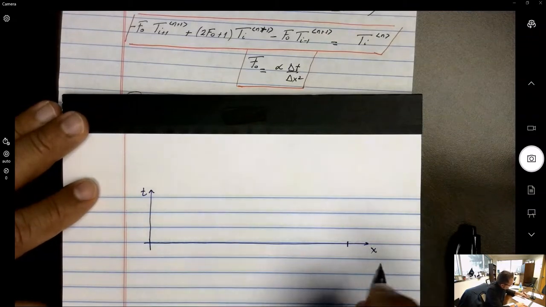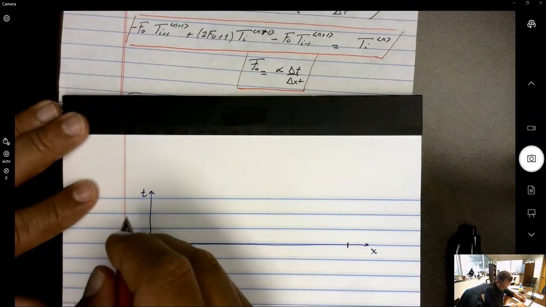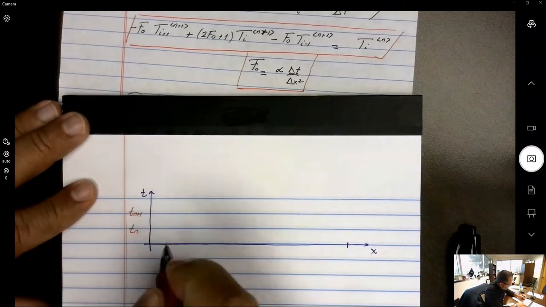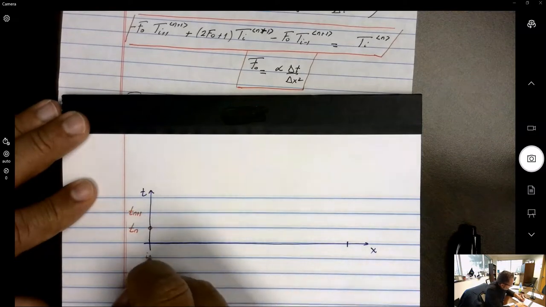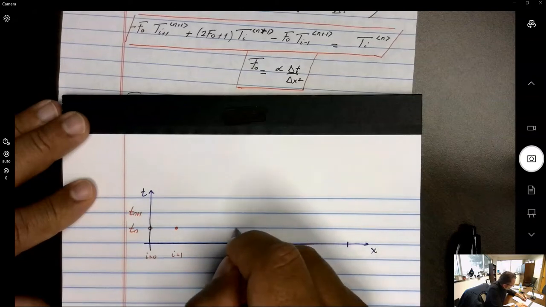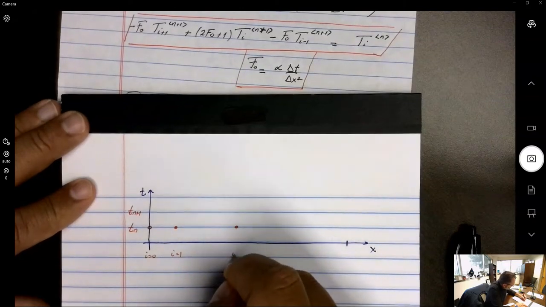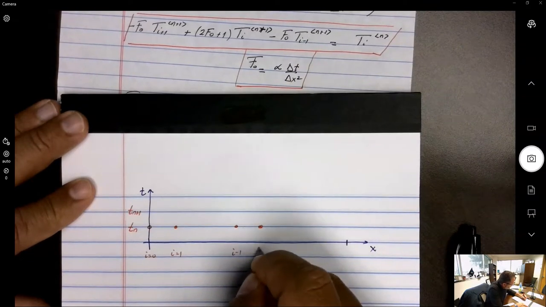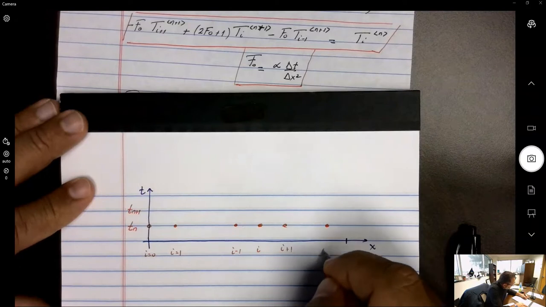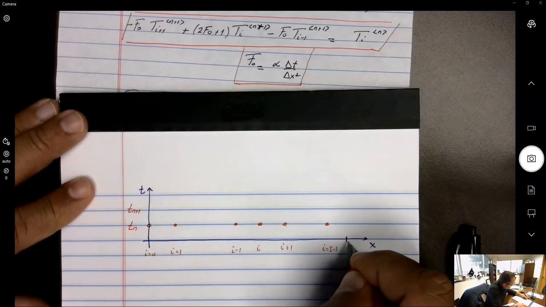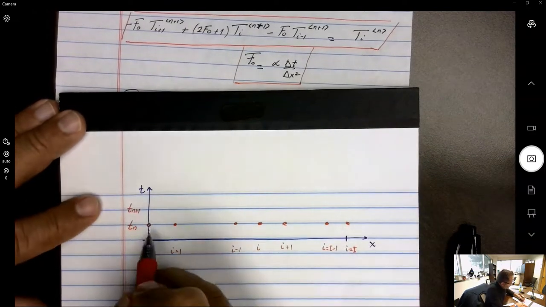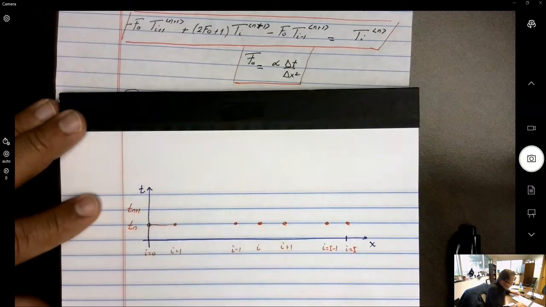Again, let's say that this is Tn and this is Tn plus 1, and this is I equals 0, I equals 1, then we have I minus 1, I, and I plus 1. And then we have here I equal I minus 1, and here we have I equal big I. And this is the domain in this direction.